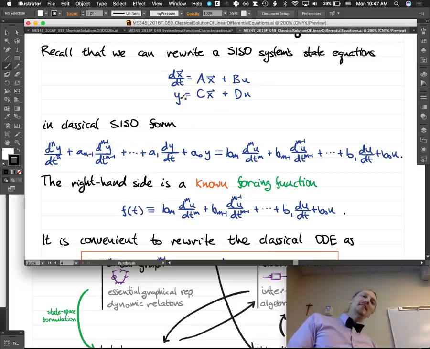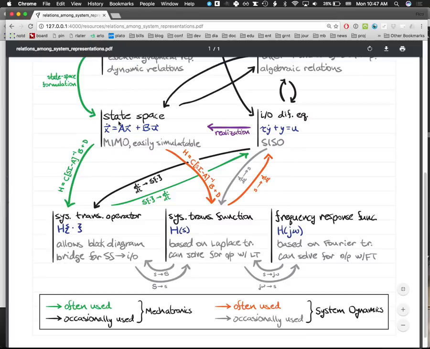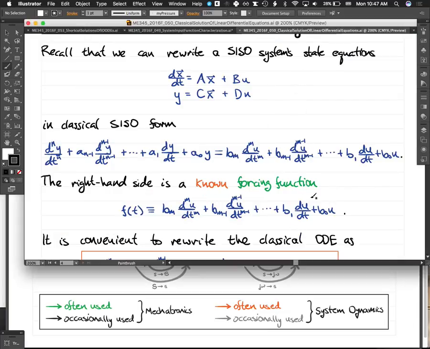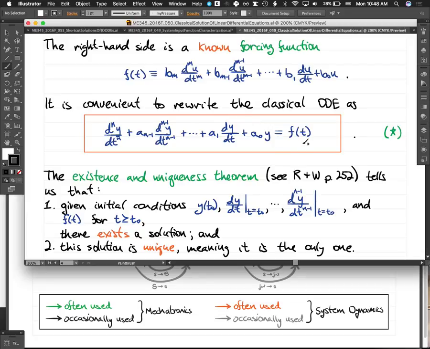So the state space representation is the way we like to model things, right? But we can also write it in this classical input-output, single input, single output form, which, if we go back to our map, is going from state space through the transfer operator to the input-output differential equation, right? That's where we're at. Then we know how to define the forcing function, which is what we call whatever the right-hand side is of the input-output differential equation. Everything over here that has to do with an input or a derivative of an input ends up on the right-hand side. It's convenient to write this in this form.